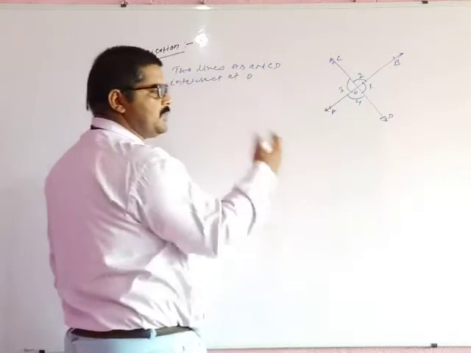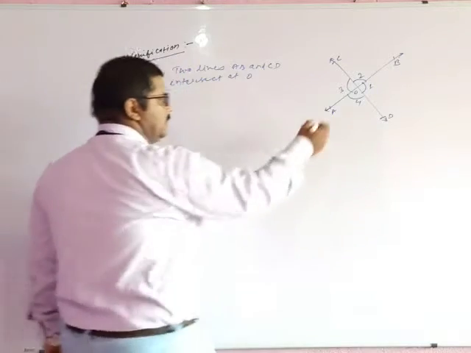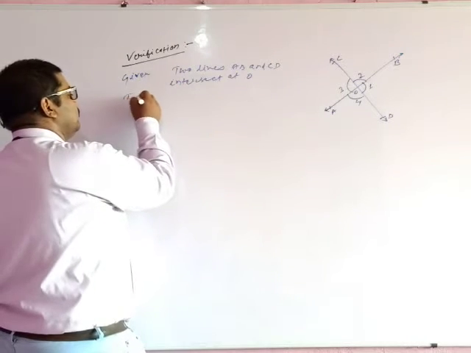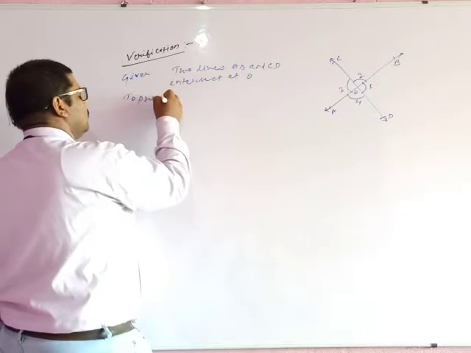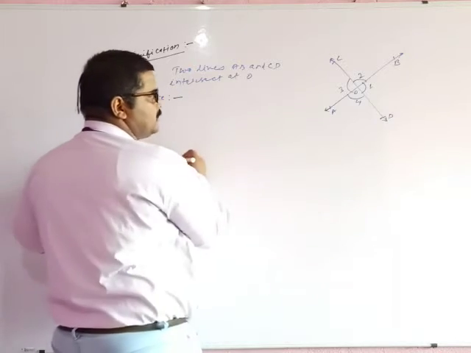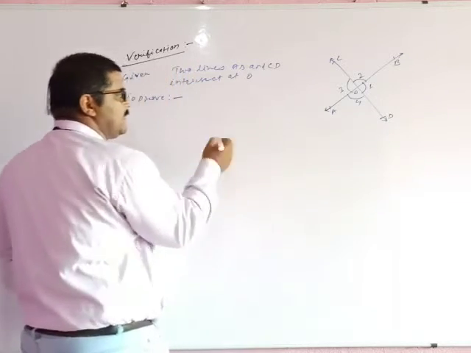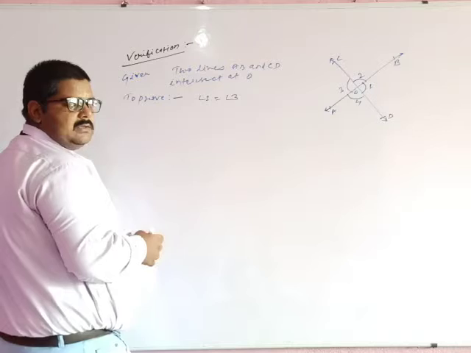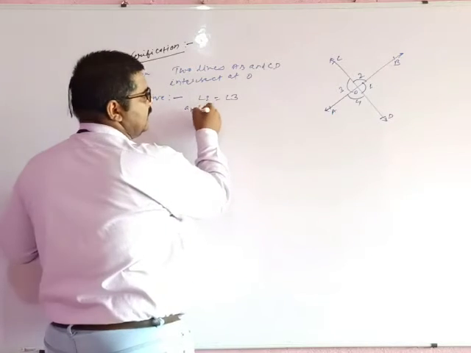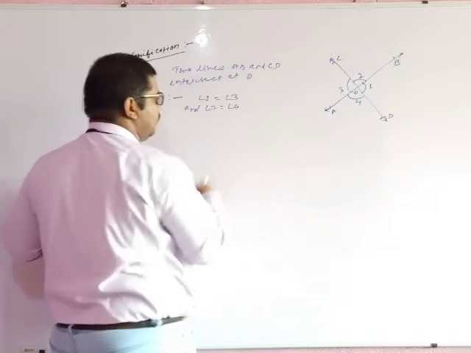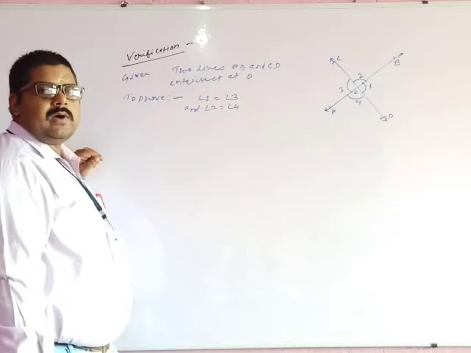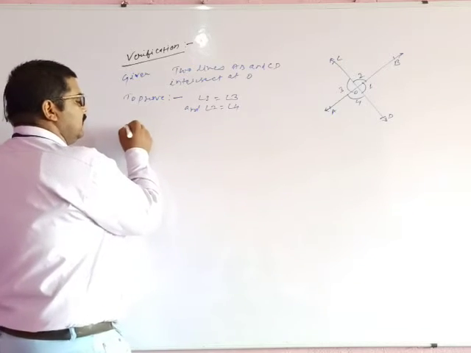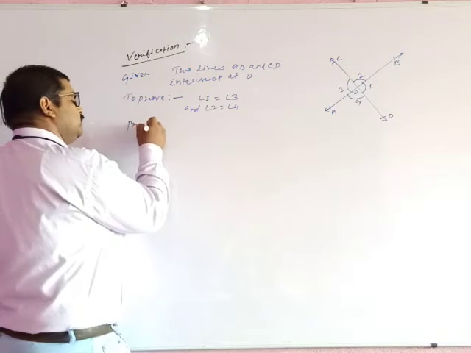And you know that in this process four angles are formed: angle 1, 2, 3 and 4. To prove, second, you have to write "to prove". You know very well that 1 and 3 are vertically opposite angles. You have to prove angle 1 is equal to angle 3, and angle 2 is equal to angle 4. These two pairs you have to prove, that vertically opposite angles are equal. Third, you have to start the proof.